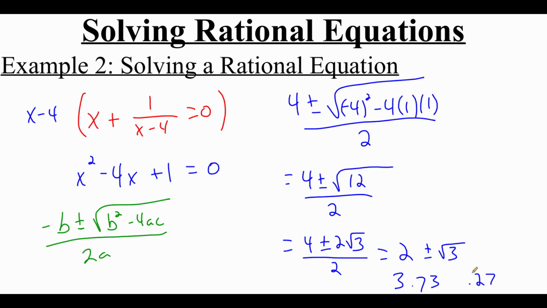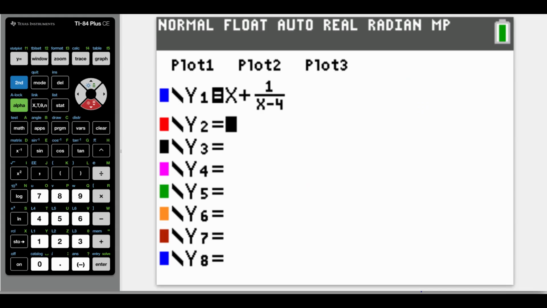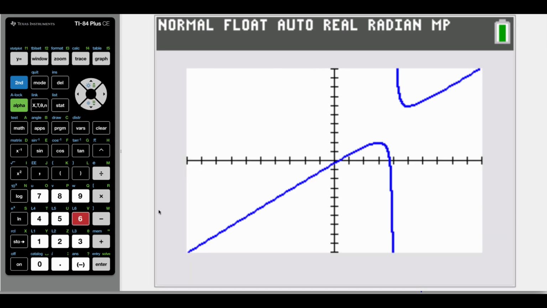Now it might be tough to plug these values into our original equation to make sure that they work, so we can check our answers graphically as well. So I've got my equation typed into my calculator. I didn't put the equal 0 on there, I've just got the x plus 1 over x minus 4. When I hit graph, we're going to end up with a picture that looks something like this. Now we're looking for where our equation was equal to 0, meaning we're going to look for the x-intercepts of our graph.